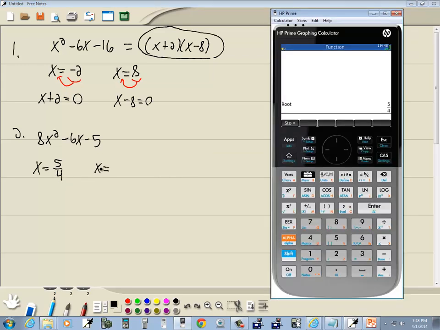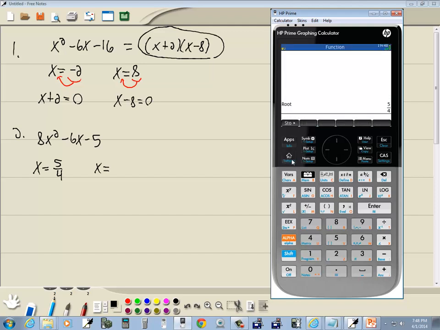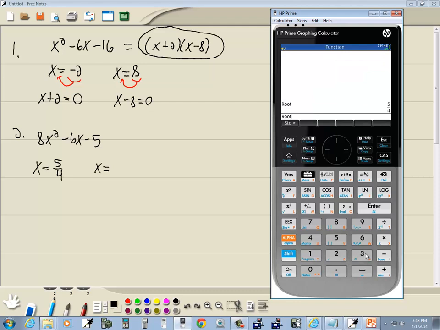Well, let's find our second answer. Go back to my plot. We found the one over here, so I want the one on the left side. I press my left arrow until my flashing cursor is closer to the one we're trying to find. So I want it over here. Press menu, function, 1 for root, and it tells me negative 0.5. That's a pretty easy one, but let me again show how to change it to a fraction. I'll press OK, home, vars, 1 for function, 1 for results, 3 for root, and press enter. Then I push my fraction button, this A to B over C, and it tells me negative 1/2.